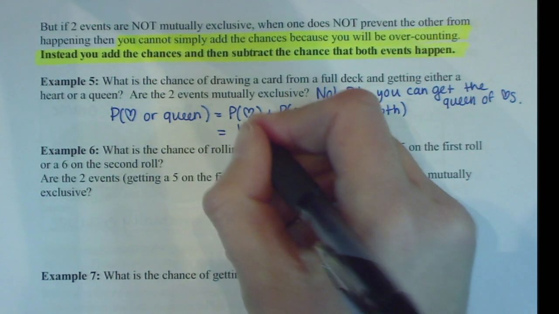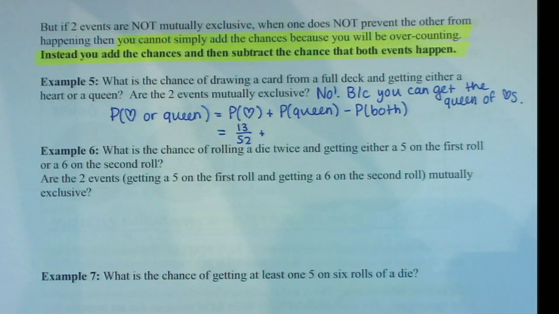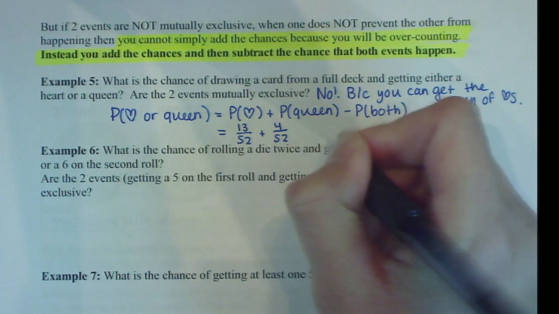Okay, so there's 13 hearts. The chance of getting a heart is 13 out of 52. Plus, there are 4 queens, so the chance of getting a queen is 4 out of 52.